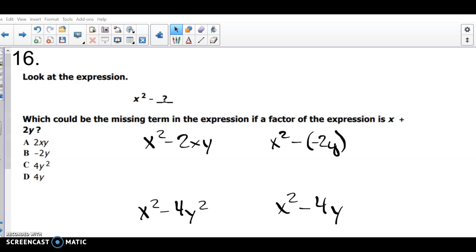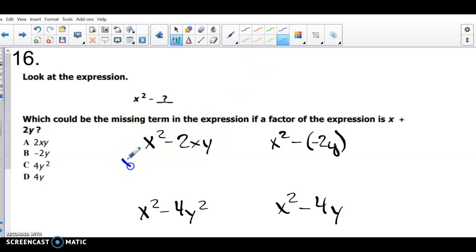Okay, sorry, got cut off on the last video, so let's explain these last two problems together and then we'll be done. I'm going to take each one of my answer choices and put it in the blank. And what I'm going to do is see if I can factor it.